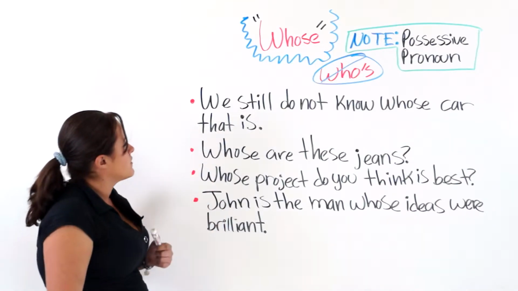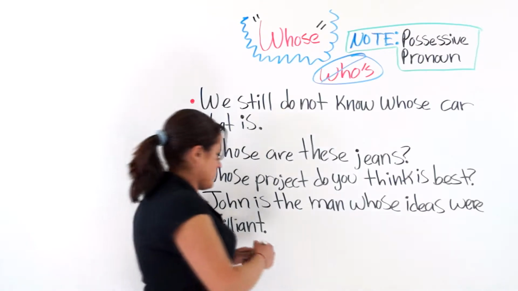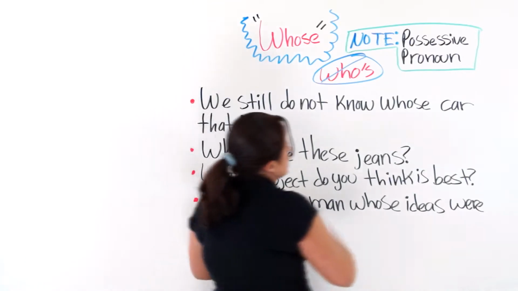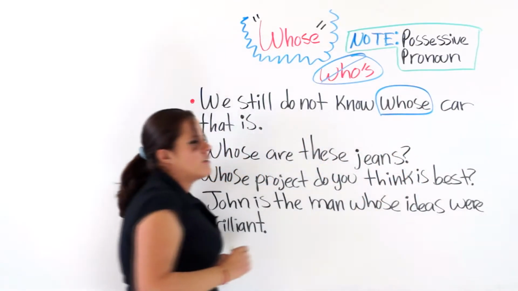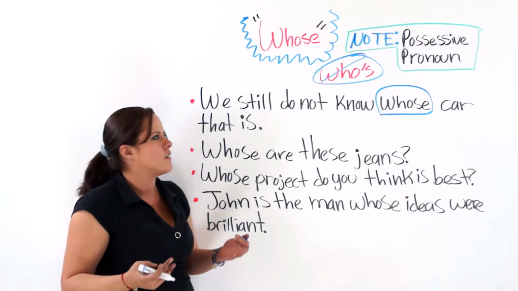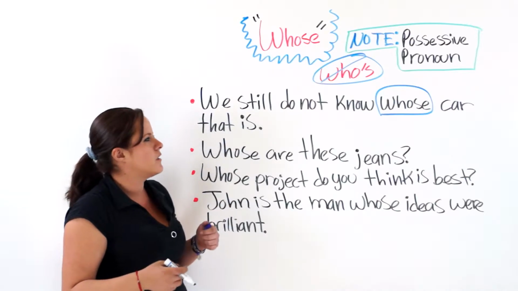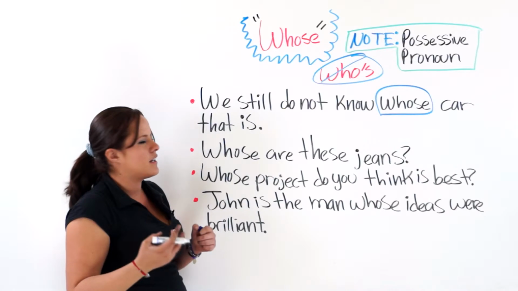The first one says, we still do not know whose car that is. Whose is the possessive pronoun. We don't know who that car belongs to. We are talking about ownership, about belonging. We do not know who that car belongs to. We do not know whose car that is.